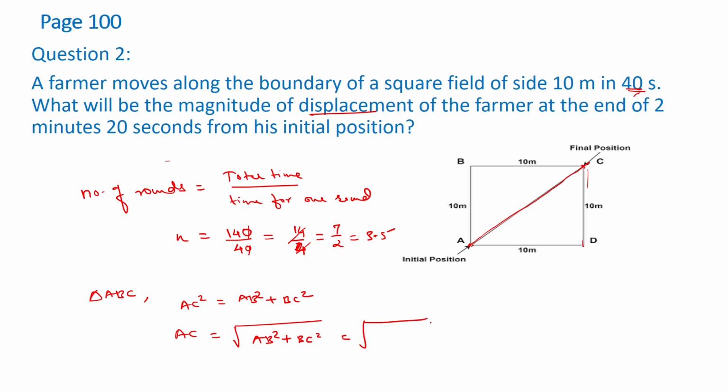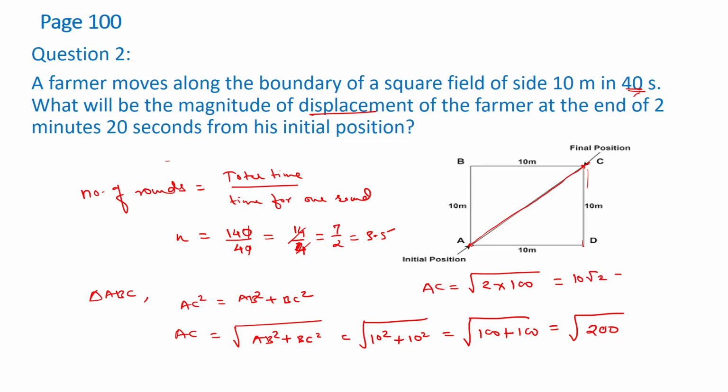So it is the square root of AB square, which is 10 square, and BC, which is also 10 square. So we get the square root of 10 square, which is 100, and again 10 square, which is 100. So we get 100 plus 100, the square root of 200. So we can find AC is equal to the square root of 2 multiplied by 100. The square root of 100 is 10, multiplied by root 2, that will be the answer.